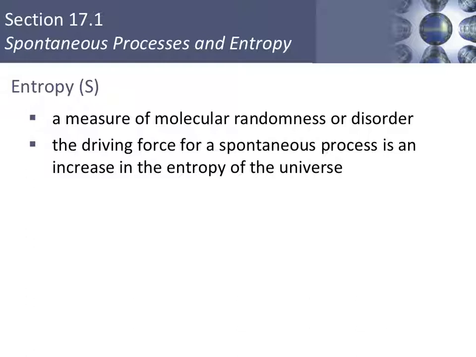To determine if we have a spontaneous process, we're going to look at something called entropy. We use a capital letter S to represent entropy, and it is a measure of randomness or disorder. So when we have a spontaneous process, we should always see an increase in entropy for the universe.